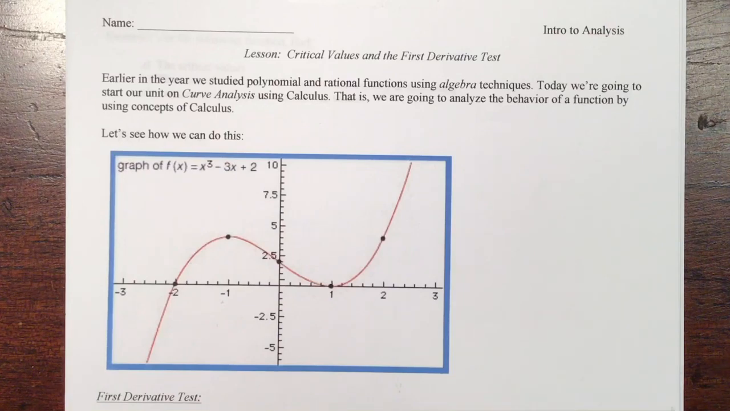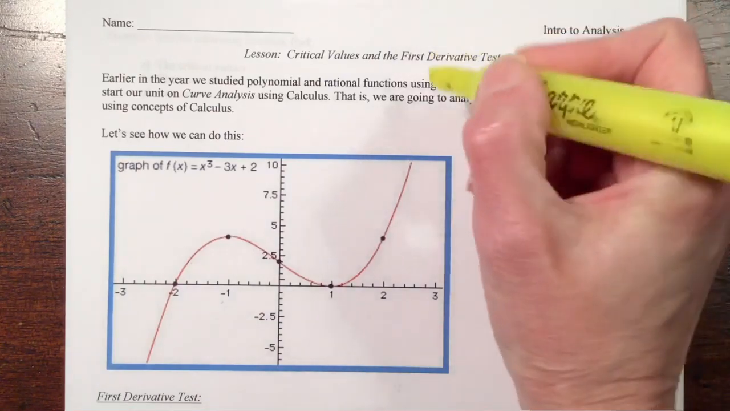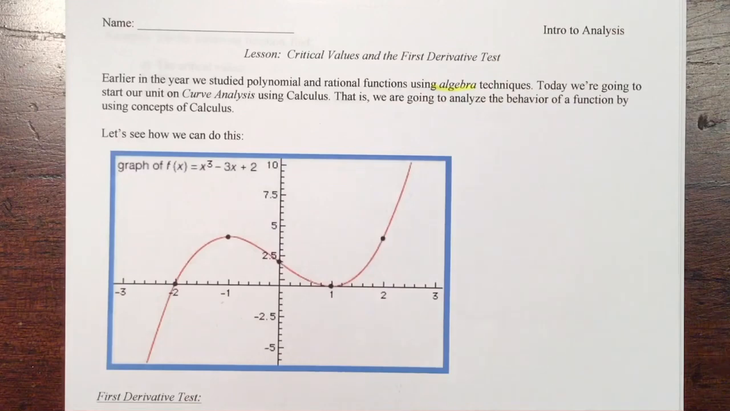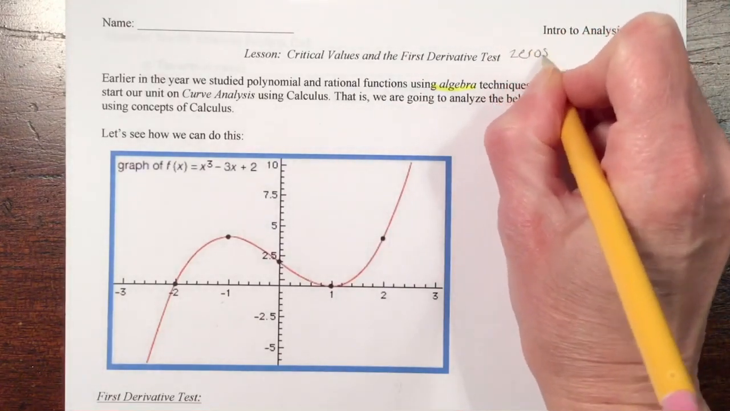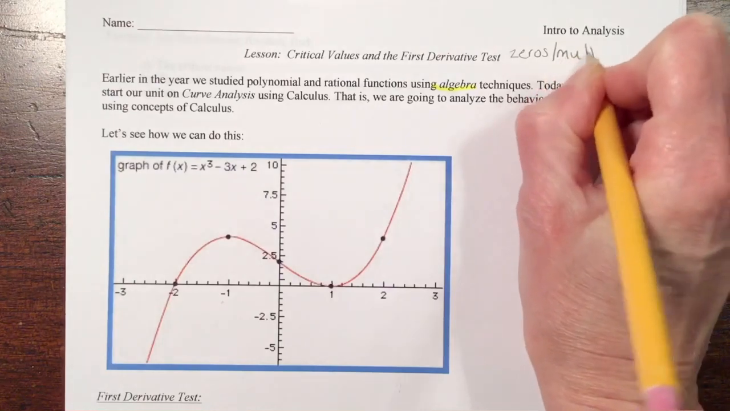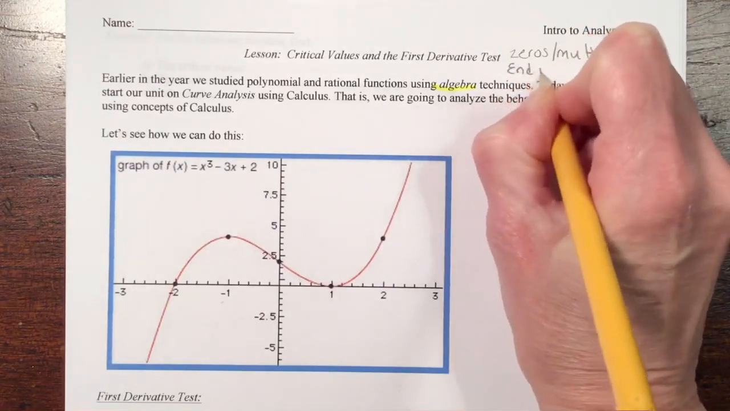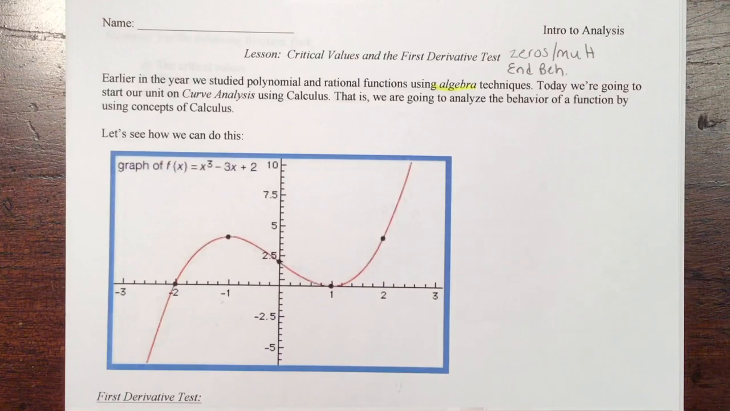Hello everyone. Today our lesson is on critical values and the first derivative test. Just want to start out by saying, earlier in the year we studied polynomial and rational functions using algebra techniques. And algebra techniques are basically when we used our zeros and multiplicity, and we used end behavior to help us graph the functions.